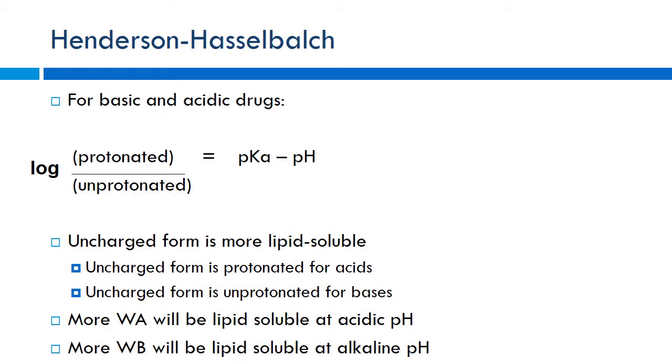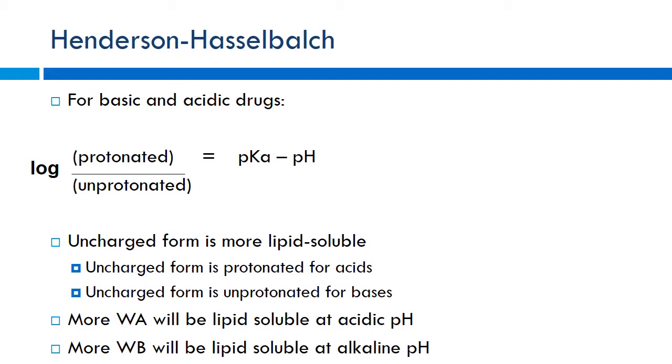So for basic and acidic drugs, you can look at the log of the protonated to unprotonated ratio. Okay, it's going to equal the pKa minus the pH. If you know the pKa of the drug, which is pretty widely available on the internet, you can find lots of resources that will tell you that. Minus the pH of the solution it's in, you can figure out the log of the ratio between protonated and unprotonated.